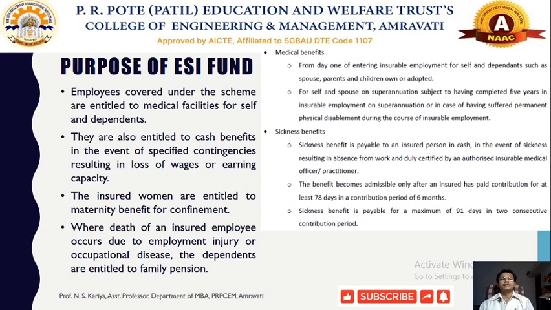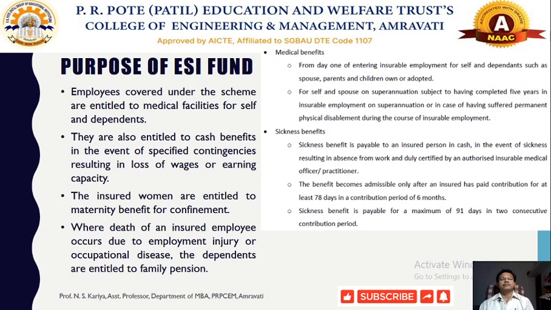So employees are covered under this scheme to get medical facilities for self as well as for their dependents. They will also get cash benefits during the period of contingencies, resulting in the form of loss of wages, or whenever their earning capacity has been lost. The insured women are also entitled to get the maternity benefit. So under this ESI scheme, the ESI fund will be disbursed to any insured woman during the period of maternity.